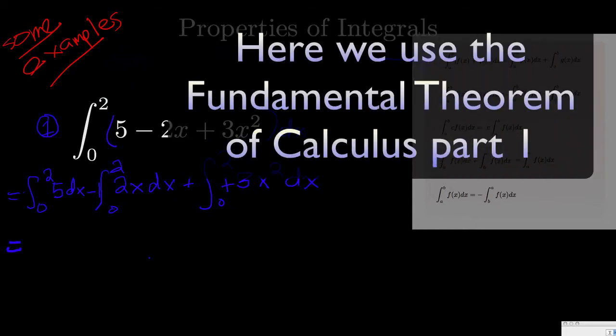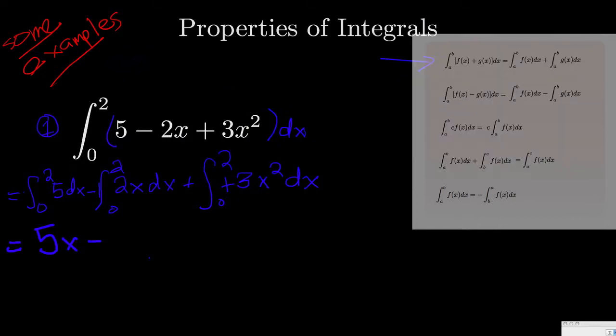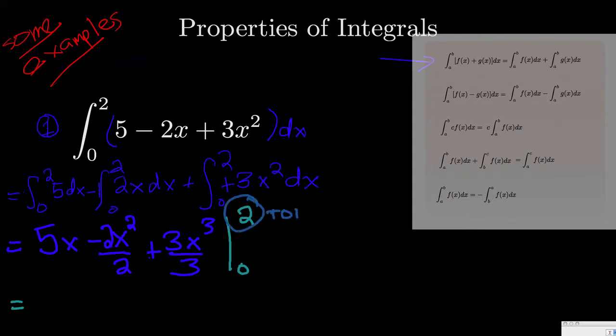So the first one, the antiderivative is 5x, and then minus the antiderivative of this one is 2x squared over 2, and then plus 3x to the third over 3. And this is going to get evaluated from 0 to 2. And then remember you plug in top minus bottom, from the fundamental theorem of calculus.